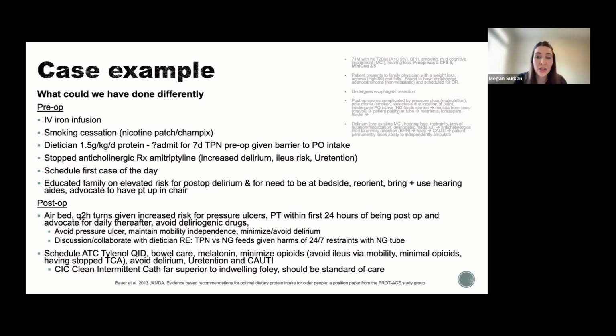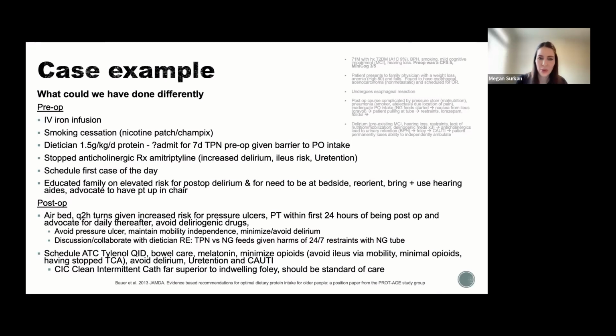Nutritional status. In patients undergoing surgical procedures, there's something called the PROTAGE study group, so protein with age, essentially. They make evidence-based recommendations for protein intake in older people. For people that are malnourished to begin with and undergoing tissue trauma that requires healing, they actually recommend quite a bit of protein, so 1.5 grams per kilogram per day.